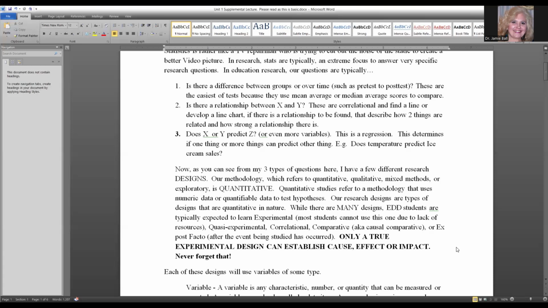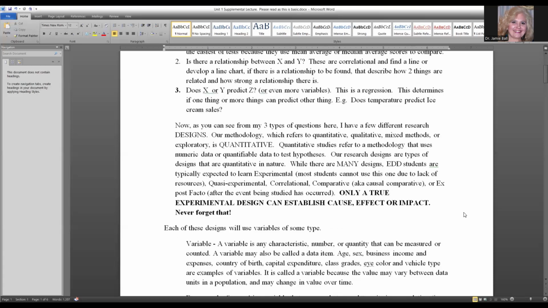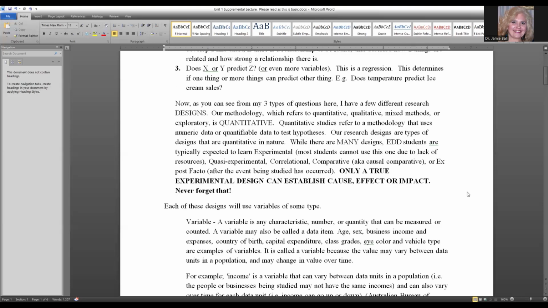Always remember this, experimental designs are the only way you can establish cause and effect, because you have to be able to randomly assign your sample to groups, such as treatment versus control. If you don't have random group assignment, you cannot rule out a confounding variable that might create a difference or a relationship. So the only way to determine cause is with the true experimental design.